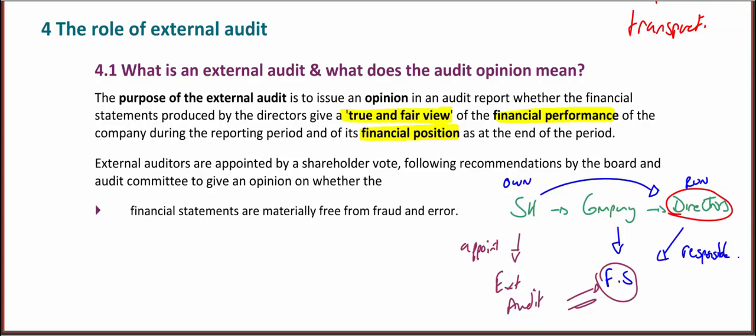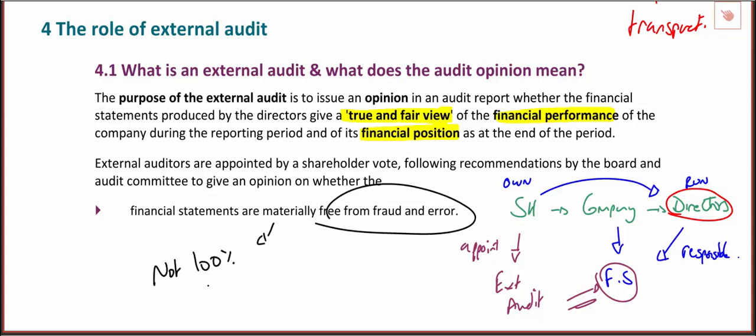Now, we don't need to know too much about what that actually means, but generally it means they're materially free from fraud and error. Remember, material doesn't mean that they check 100%, so it doesn't mean that they're 100% correct, because materiality is really just defined as affecting the economic decisions of users. So if a figure is big enough to affect an economic decision of the shareholder using the report, then we would say that was material.